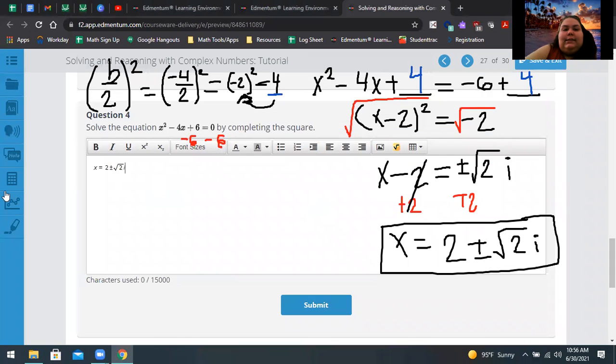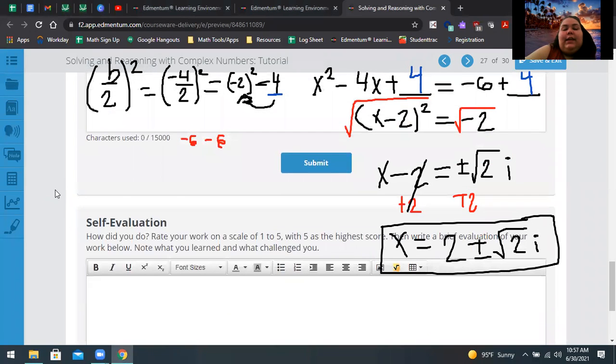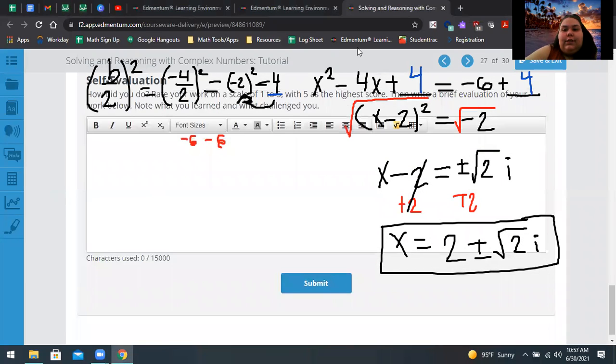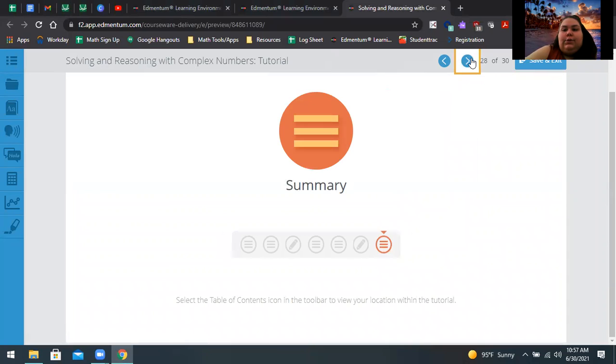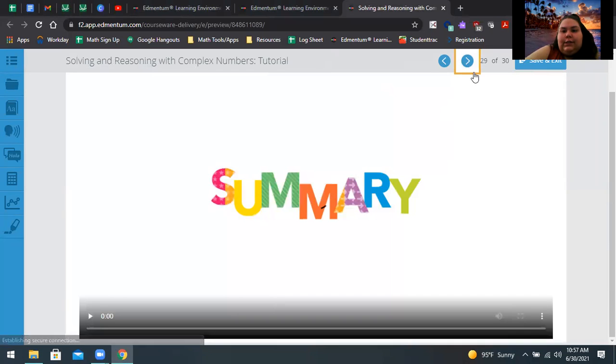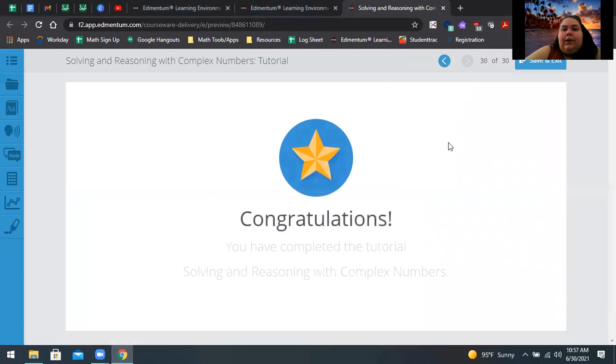So then that's it for this lesson activity. Again, don't forget to do your self-evaluation. And we've reached the end of this tutorial. Don't forget to double check the summary. They provided you a little video there. But you did cover quite a little bit of different things. But the idea is now that instead of saying no solution, we have 2 complex solutions. And that's the end of this one.